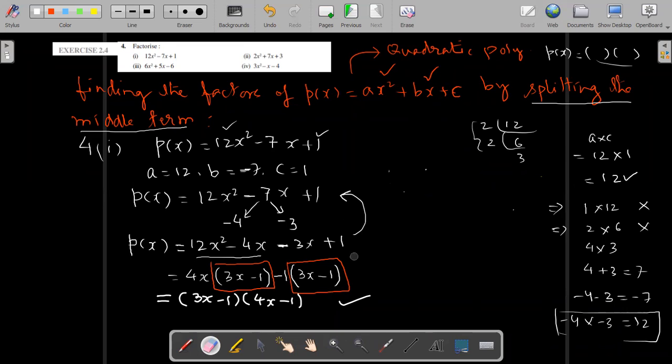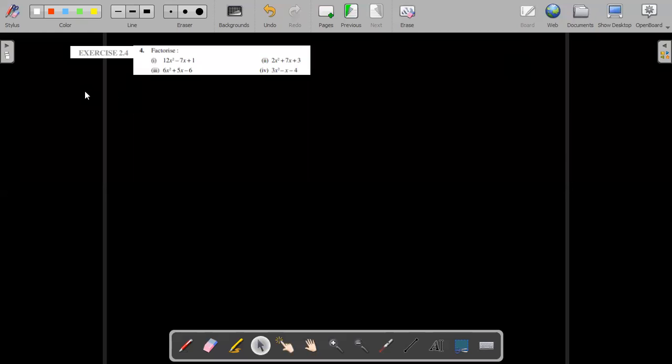So you have to practice this. I will give you many questions for practice, because it is very important for every class. In higher classes you will have to do much splitting as well. So I'm doing these questions, but I will give you homework for many questions. Now, the same method we are going to apply for other questions, splitting the middle term.